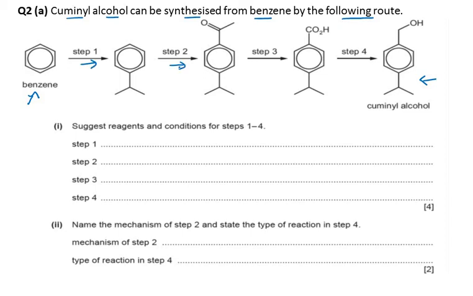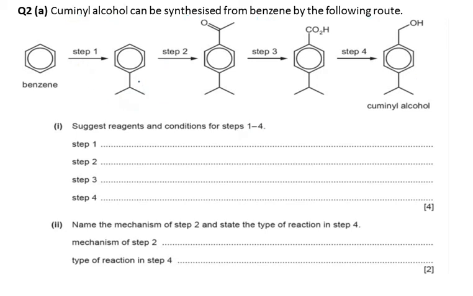Once you notice that, then try to draw the structure of the changes which are happening on the benzene, or you can say draw the structure of the group of molecules or the compounds which are added to the benzene. So let's start with the first sub question. It says suggest the reagents and conditions for steps 1 to 4. So let's start with step 1.